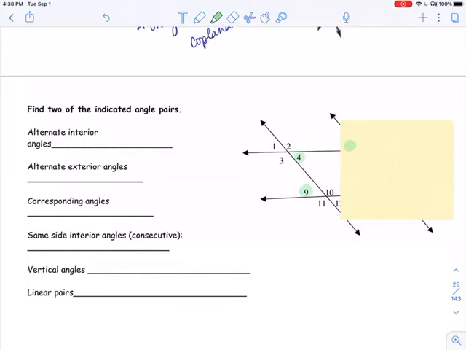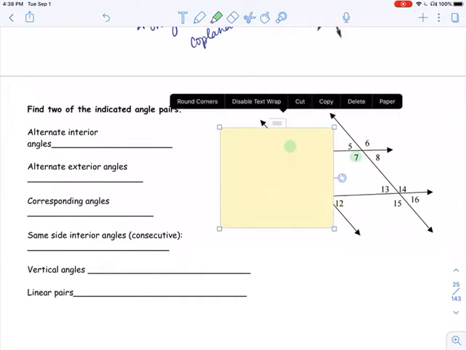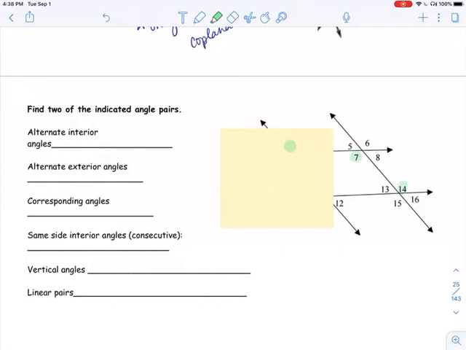If we look at angle 7, then with these 3 lines, angle 2 would be alternate interior. And if we move our sticky note, then I could also see that 7 and 14 are alternate interior angles. We only can use relationships created with 3 lines.